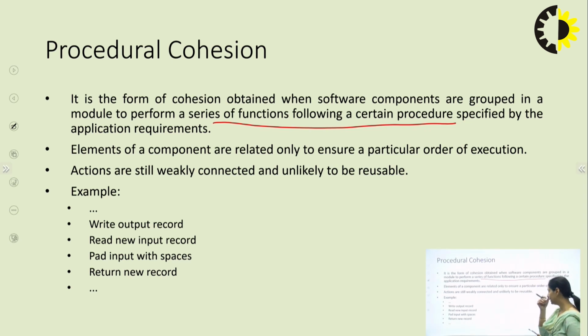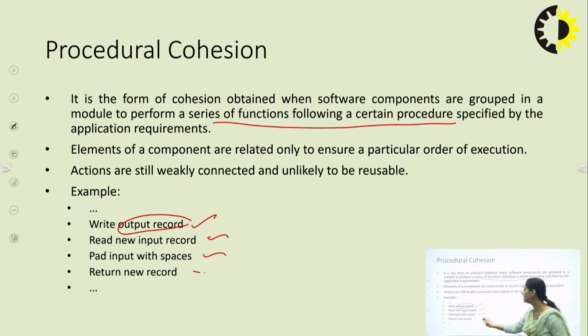For example, here we have write output records. When an output record is being written, then a new input record would be read. It would be padded with spaces in case the input is not filled with spaces. And then it would return the new record. Again, it becomes an output record which will be written onto a place, and then the new records will be read. So, this is a procedure which is being followed.